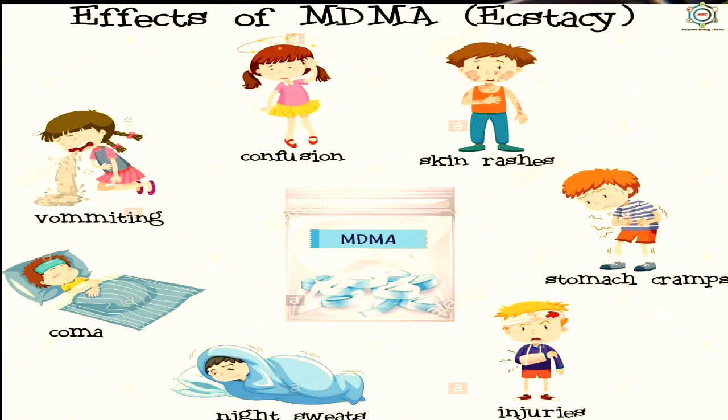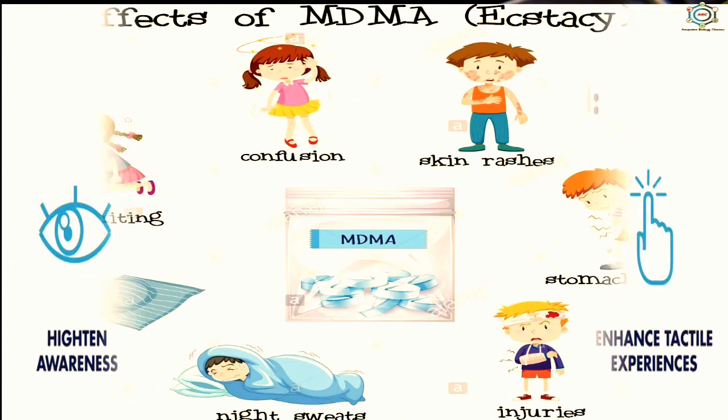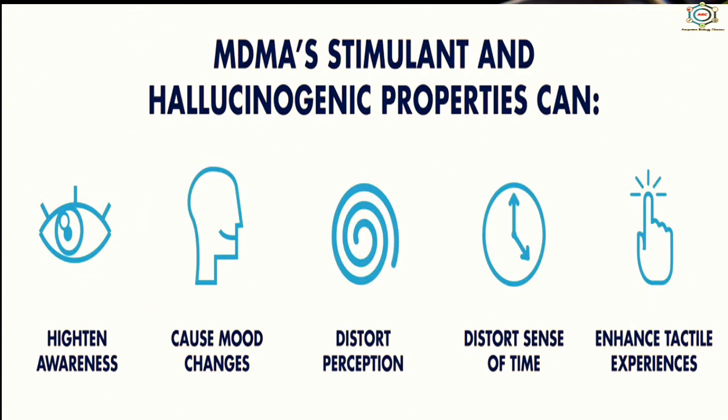Here you can see the effects of MDMA: vomiting, confusion, skin rashes, coma, night sweat, injuries, stomach cramps, etc. MDMA stimulant and hallucinogenic properties can heighten awareness, cause mood changes, distort perception, distort sense of time, and enhance tactile experiences.